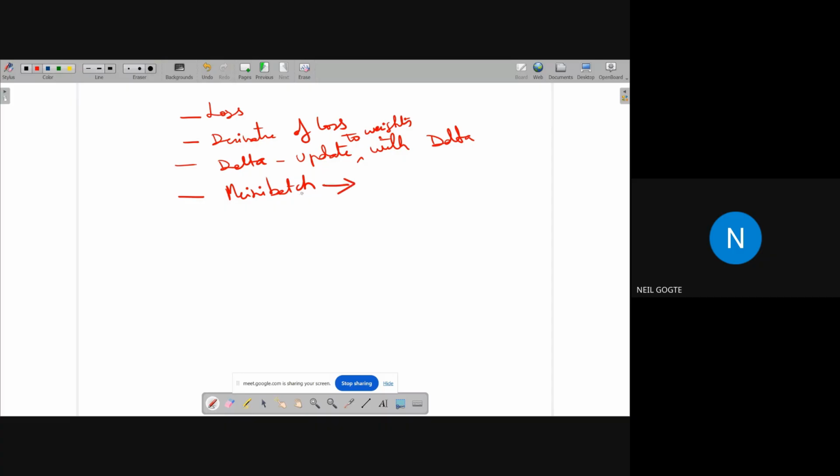Last time we explained mini batch, and have you understood how to accumulate the gradient? Because in the first case we had applied the delta after every sample. In the mini batch we accumulate the gradients for a batch and apply it after the batch is over. So how do you accumulate gradients and how do you apply gradients? This is what we did in the last session.